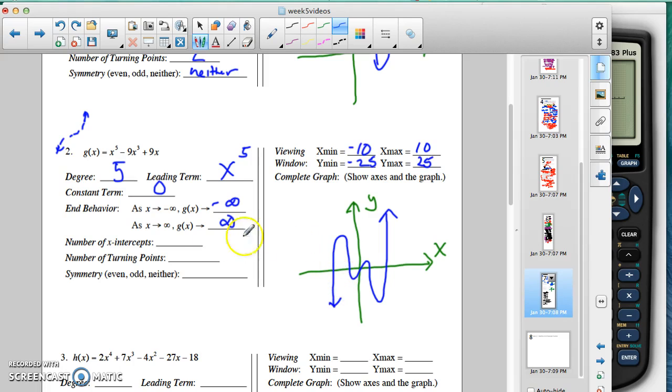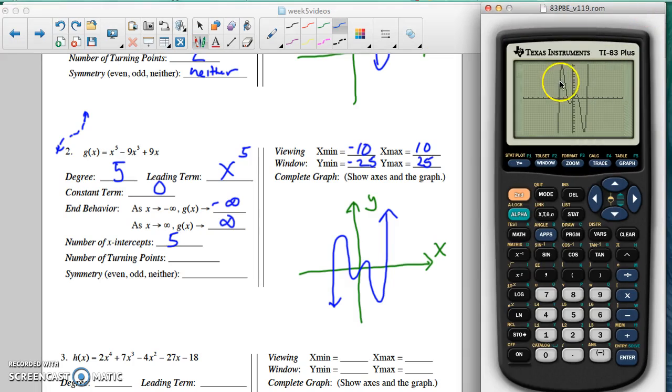All right, now next, number of x-intercepts. We count that 1, 2, 3, 4, 5. We have 5 x-intercepts. Let's double check on our graph calculator. Got 1, 2, 3, 4, 5. Number of turning points. 1 turning here, 2, 3, 4. 4 turning points.